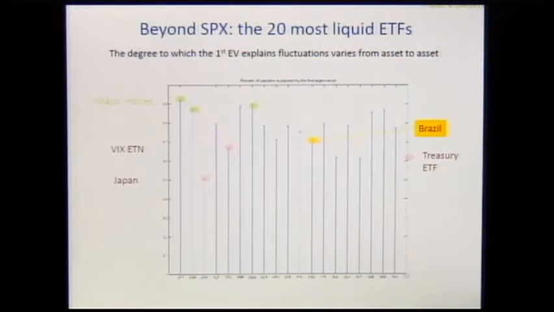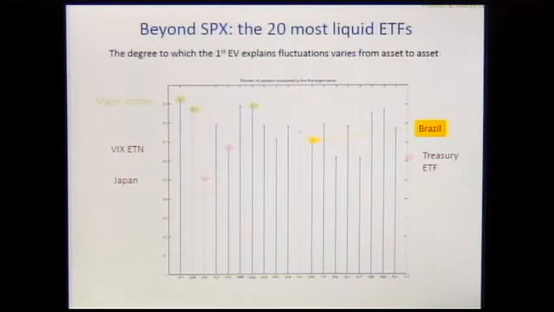Then we pass to the 20 most liquid ETFs. And so, for example, S&P has basically the first eigenvalue. That means that the first eigenvalue explains a huge amount of variance here, right? But for example, Brazil, less, right? This is like 90 something. The major indices, S&P, emerging market, and Russell and QQQ, but Japan ETF, VIX ETN, which is a volatility ETN, very low. Brazil, the EWZ, small.